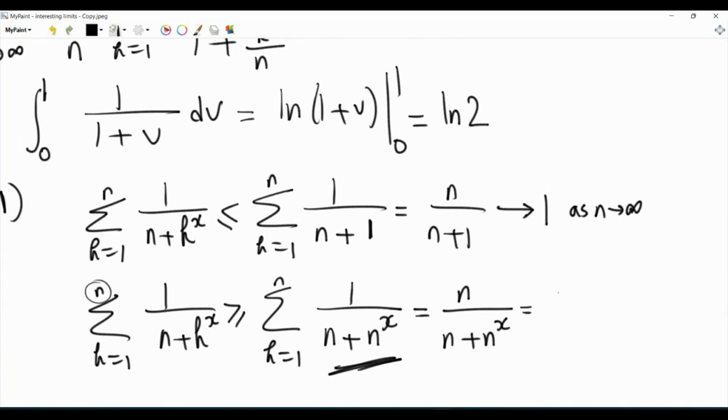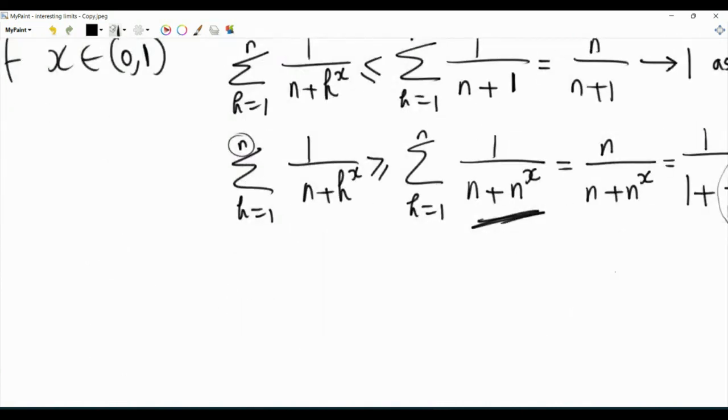divide the numerator and denominator by n, we have 1 over 1 plus 1 over n to the power 1 minus x. This is a positive power. So as n gets very large, this will tend to 0. And again, we approach or tend to 1 as n tends to infinity. So the upper and lower bounds both tend to 1 as n tends to infinity. So the limit is equal to 1.